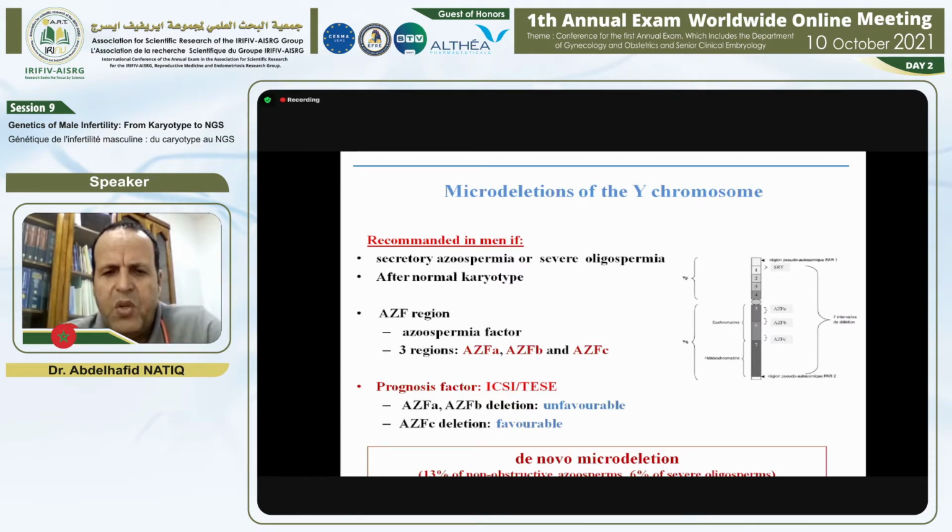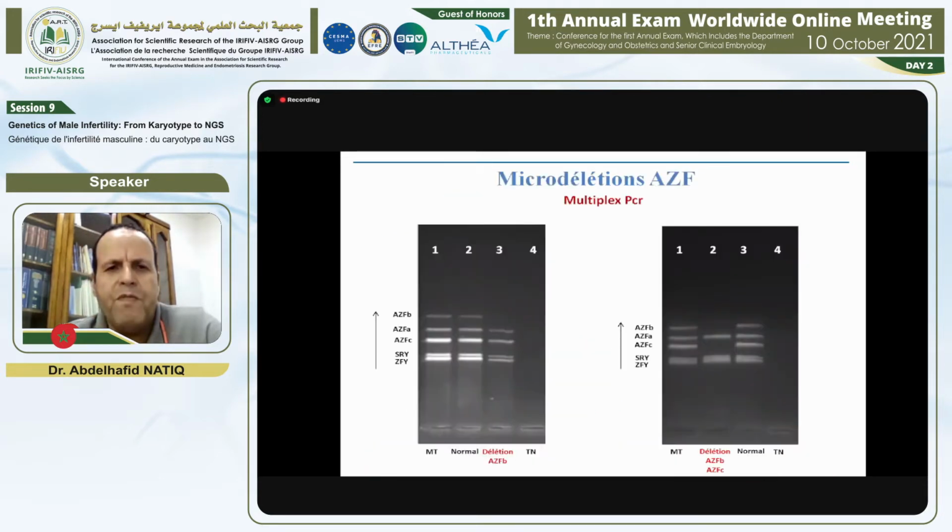This abnormality is found de novo, in 13% of non-obstructive azoospermia and 6% of severe oligospermia. Here is just an electrophoresis from our lab to show you the deletion in AZFb and the deletion in AZFb and AZFc.